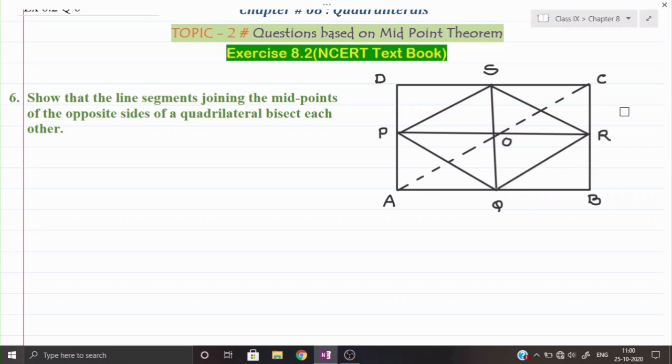After proving PQRS is a parallelogram, we have the diagonals PR and QS of a parallelogram, and we know that in a parallelogram the diagonals always bisect each other. So we can say that OS is equal to OQ and OP is equal to OR. Finished. Only one line we need to add here: in a parallelogram, diagonals bisect each other. So OP and OR are equal, OS and OQ are also equal. Then it will get over.